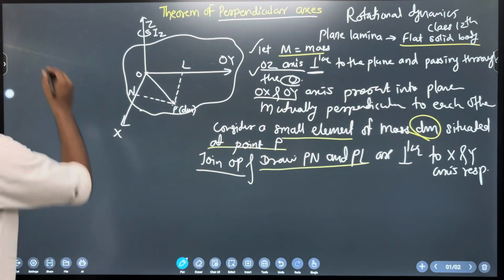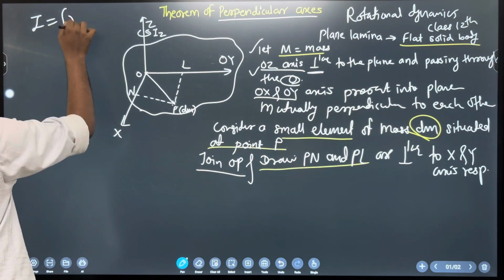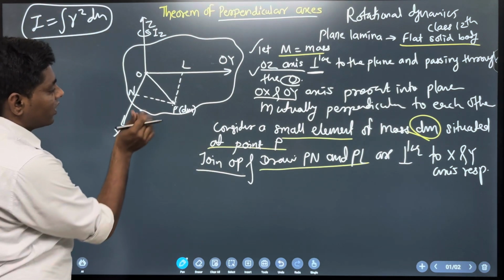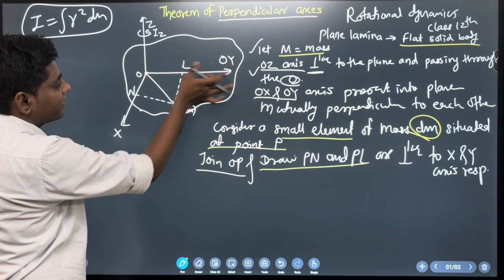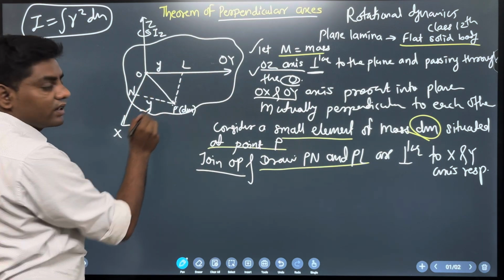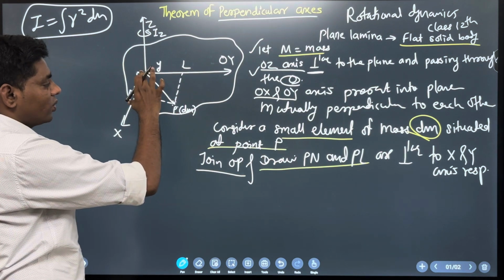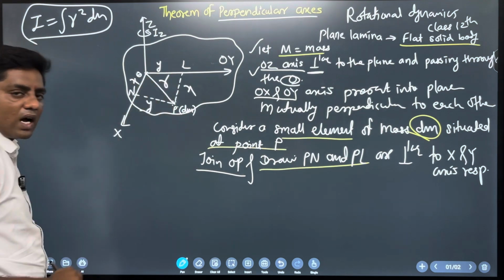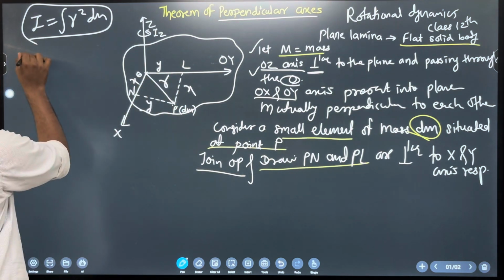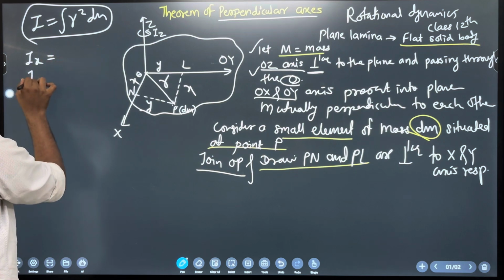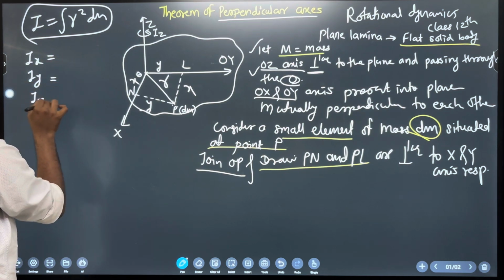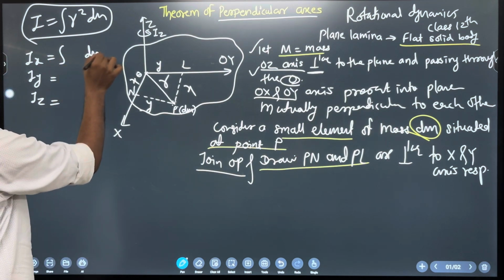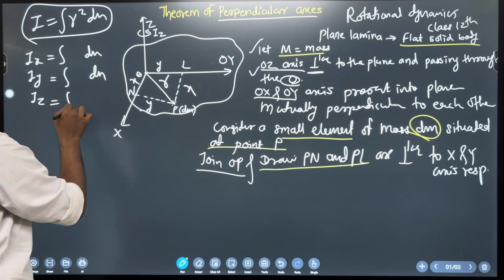Next, according to the formula of moment of inertia, I equals integration r square dm. According to that formula we have to solve. Now PN is parallel to OL and lies along the y-axis, so the distance is y. PL is parallel to ON and lies along the x-axis, so this distance is x, and we consider OP equal to r. So we need the moment of inertia about the x-axis, about the y-axis, and about the z-axis. The moment of inertia about the x-axis is integration of dm times the square of the distance.